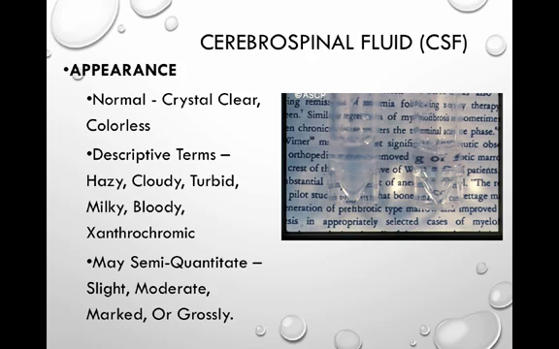So hazy, cloudy, turbid, milky, bloody, and xanthochromic are all terms to describe the appearance. When the non-clear terms are used, they may be semi-quantitated. So we can see a designation such as slightly hazy or moderately cloudy or grossly bloody. Specimens that are not clear may contain increased lipids or proteins or cells or bacteria.